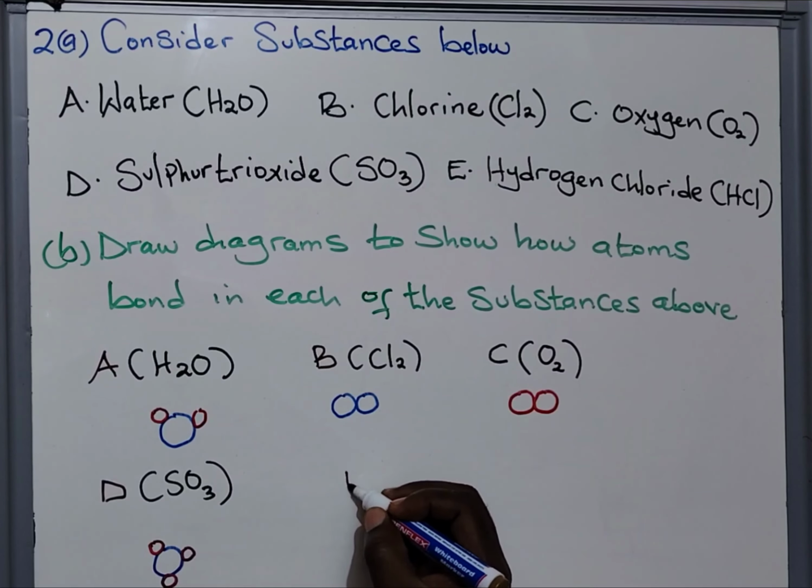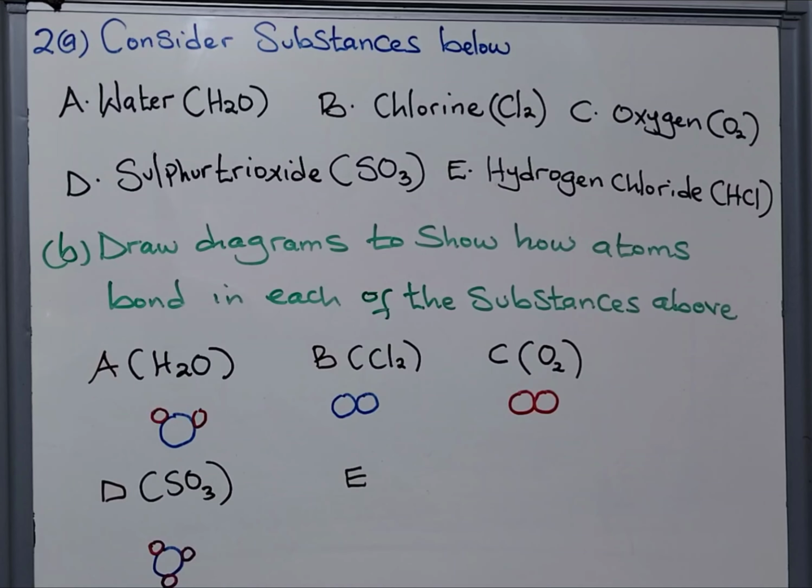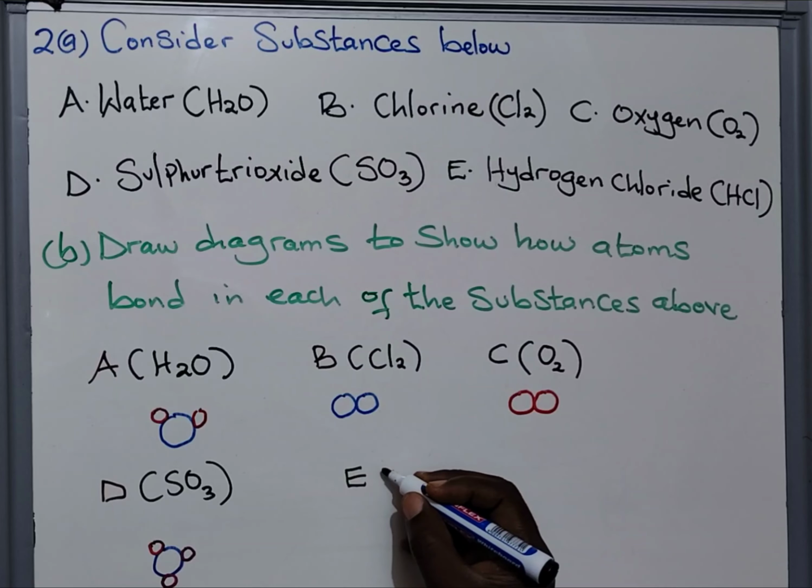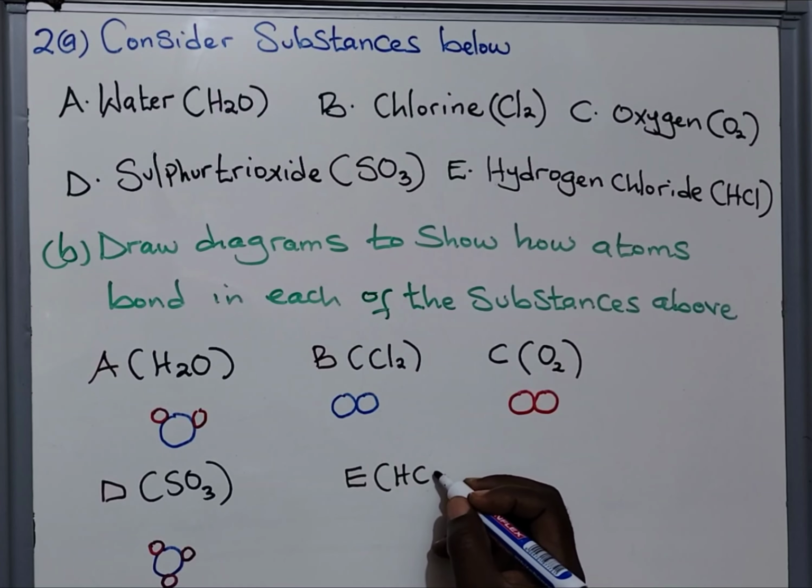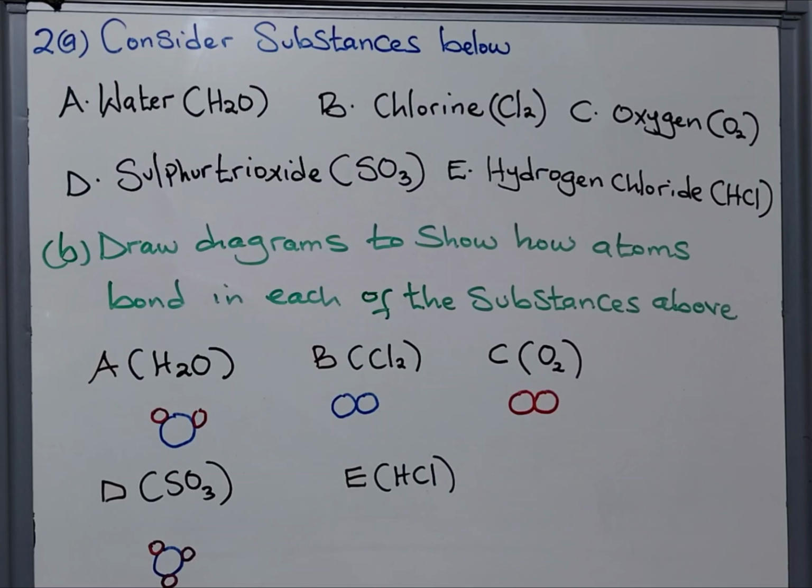So we go to E. The formula for E is HCl, it's hydrogen chloride. And how do we present it? This one is made up of two atoms bonded together. This one might be one, and another one comes. So that is that.